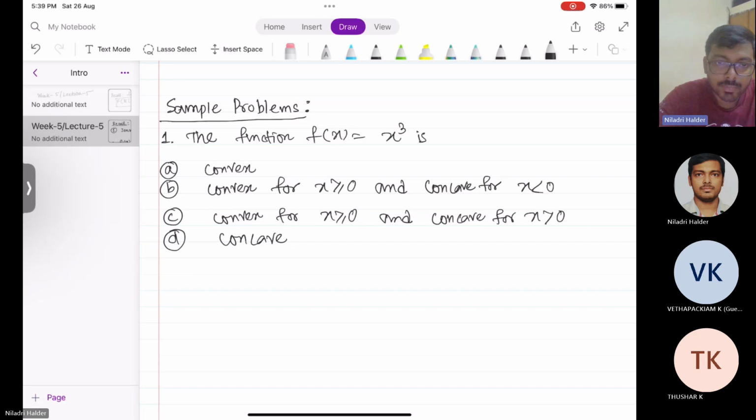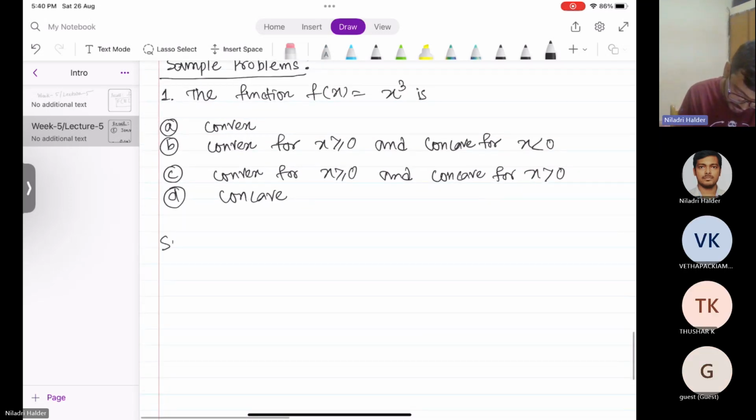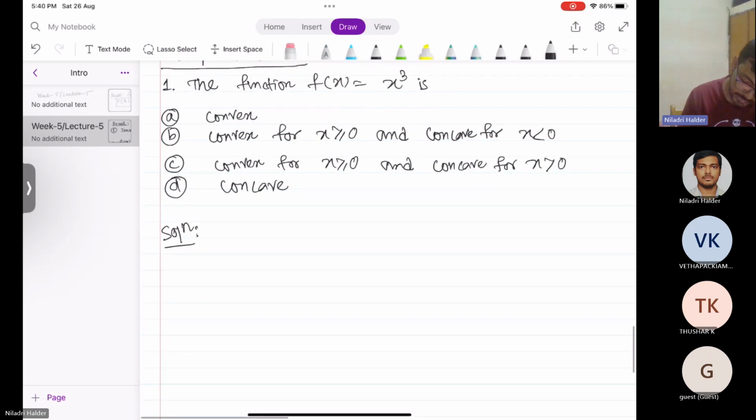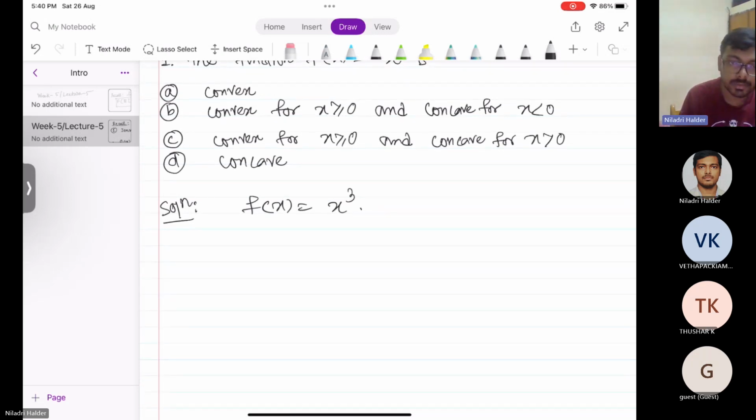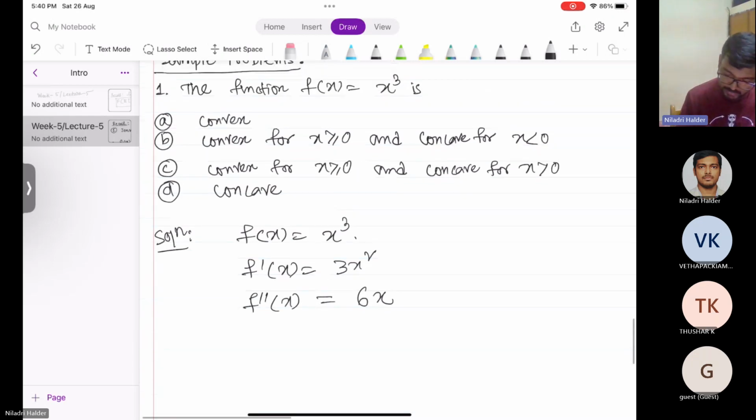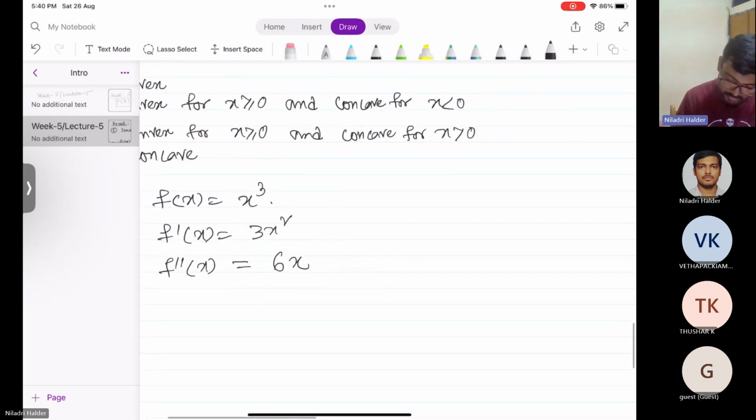So how to check the convexity? The solution is very simple. Checking the convexity is just finding out the double derivative of that function. So here the function is x cube. Then we need to find out the double derivative. So f dash x is equal to 3x square, and then f double dash x is equal to 6x. Then we need to show that this f double dash x is greater than or equal to 0. For which condition? See, this is not always positive actually.